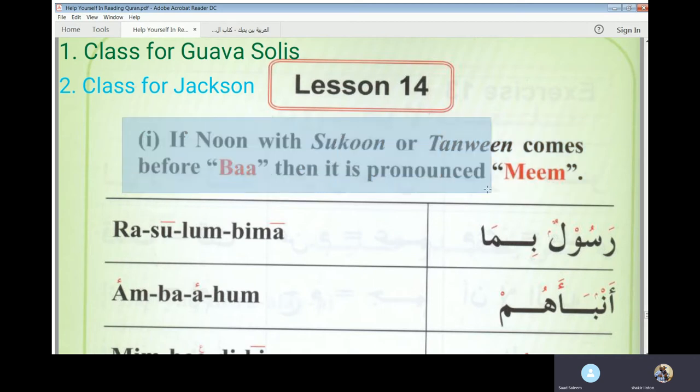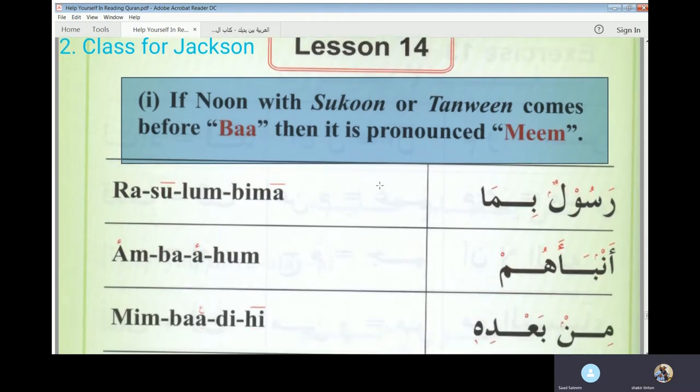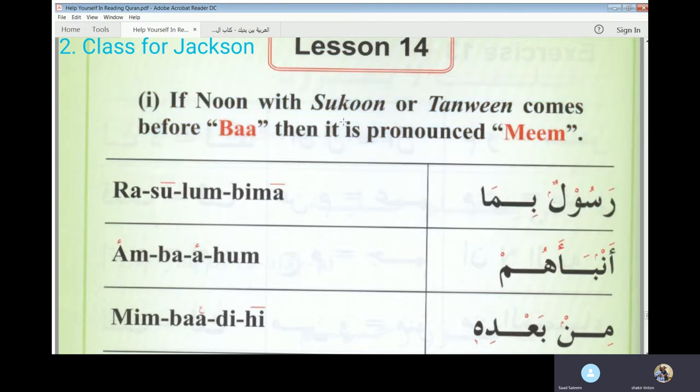First read this line in English. If noon with sukun or tanween comes before ba, then it's pronounced mean. So if sukun comes before ba, then it's pronounced mean. Did you understand this point? All right, a sukun is where you stop at. That's the little circle.